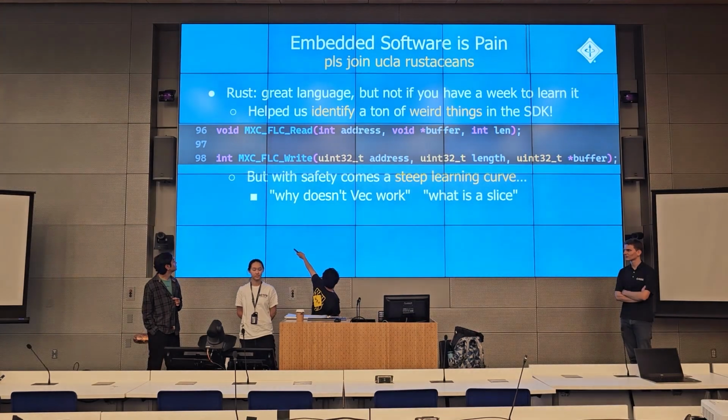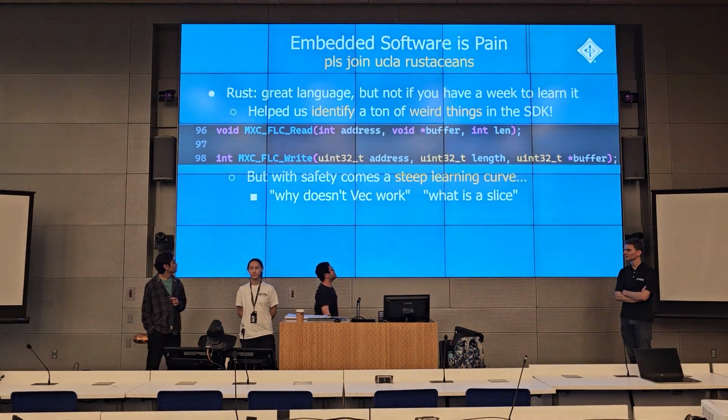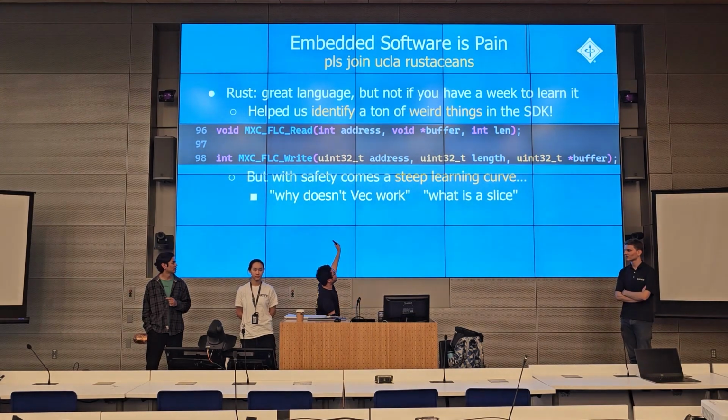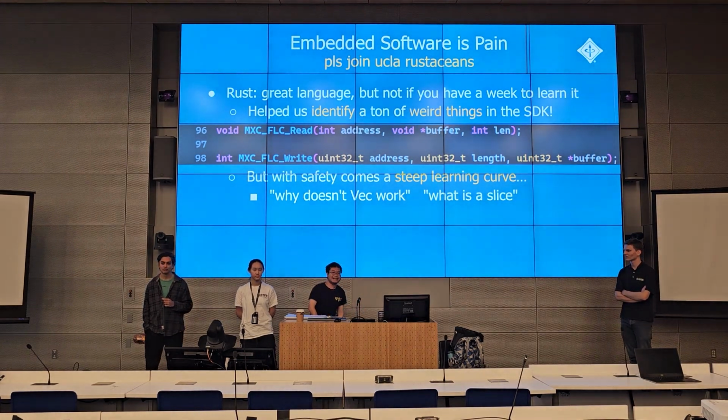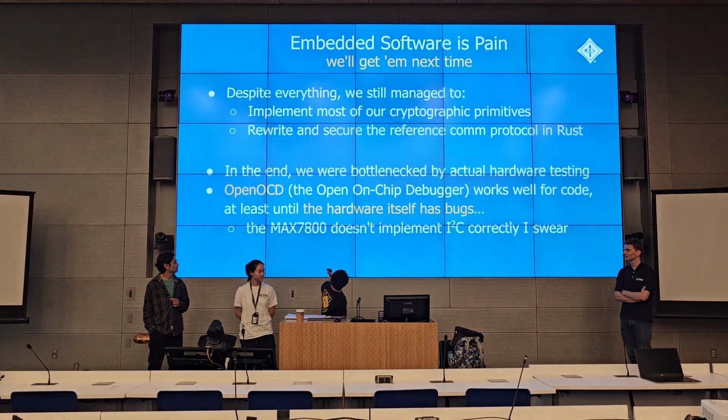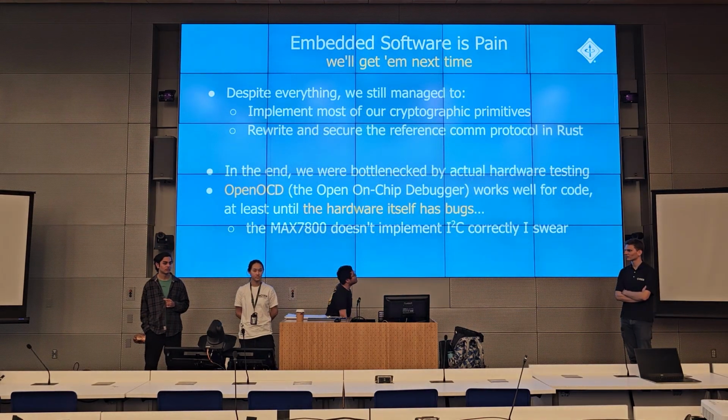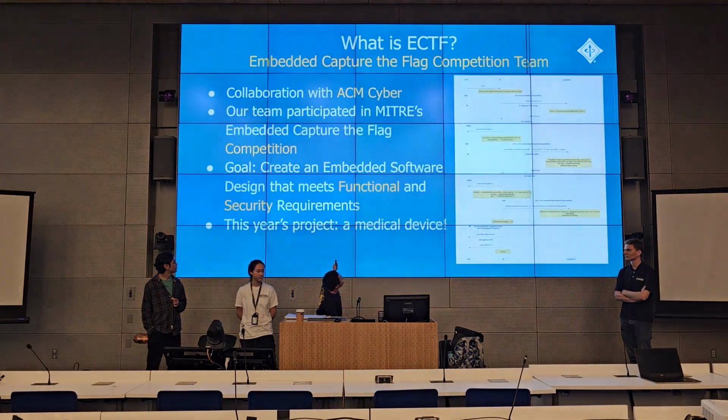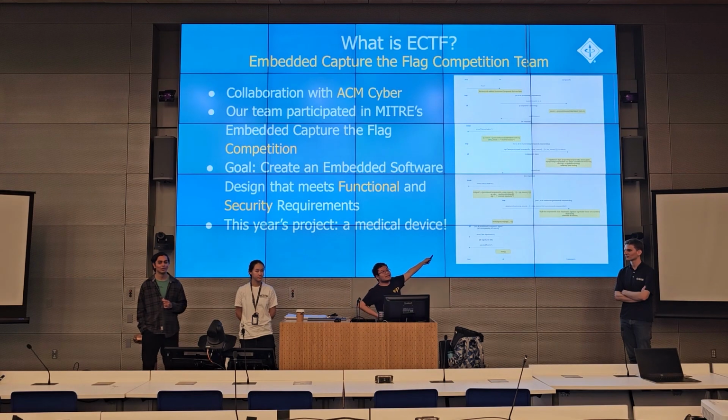But unfortunately, Rust's safety comes with a pretty steep learning curve. A lot of times when we were doing this, people were asking what is a vec? Why doesn't it work? The vec requires memory, which we don't have. And what is a slice? Why does that work instead? Things like that. Now, despite all of those issues, we still managed to do a lot. We implemented most of our cryptographic primitives. If I go back to the first slide, there's this little diagram of all the things we implemented. Basically, on this board, there are three components to it.